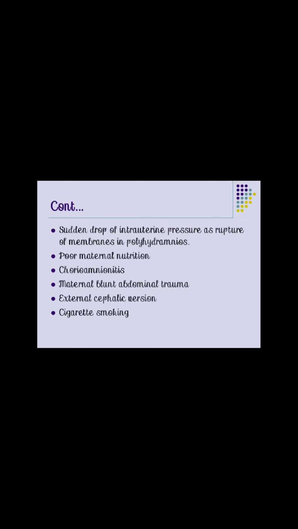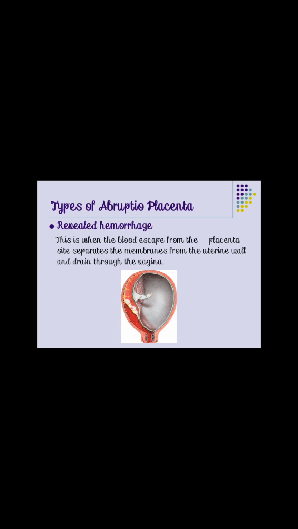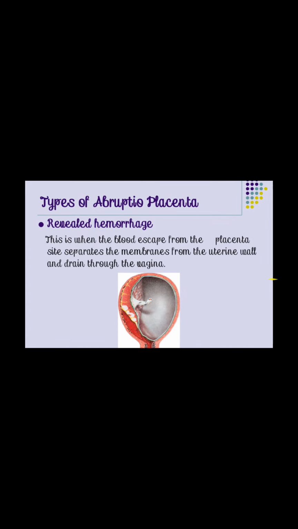But also cigarette smoking pia hii inapelekea partial development, kwa sababu mle ndani kuna nicotine. Kwa hiyo zinapelekea partial development of placental cells and tissue. Let us see types of placenta abruption. Kuna aina tatu.